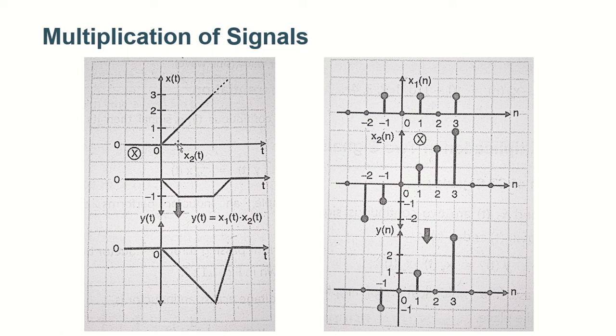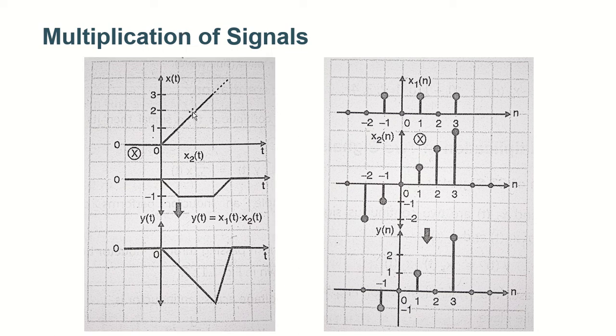Then we will take the value at t is equal to 1. For t equal to 1, what is the value of this signal here? It is having 1. And for t is equal to 1, what is the value of the other signal? It is having minus 1. So 1 into minus 1, what will it be? It will be minus 1. So we'll plot minus 1 here.